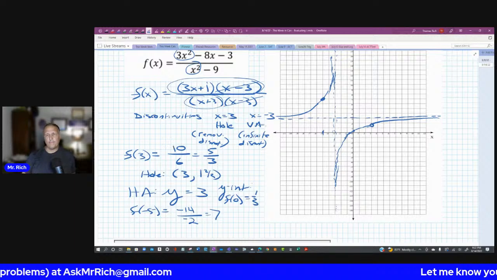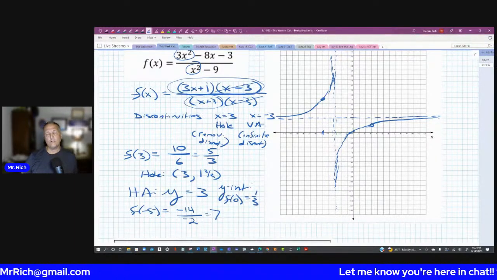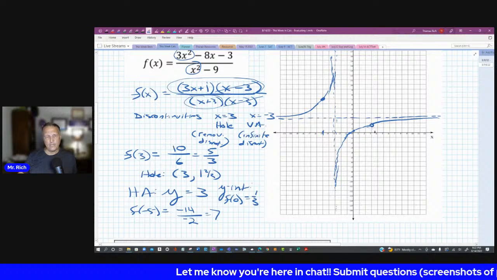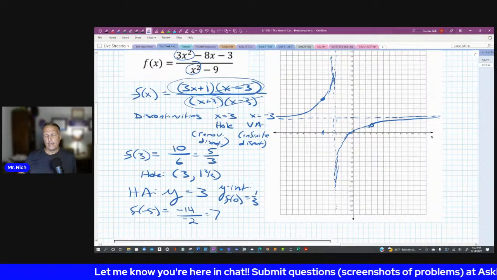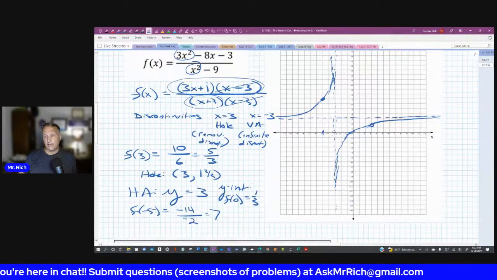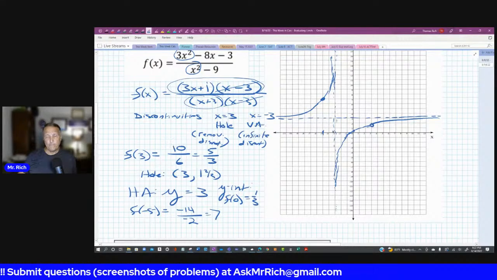So I got a graph of this function. Notice two discontinuities. I've got a removable discontinuity at x equals 3. I have an infinite discontinuity or vertical asymptote at x equals -3.